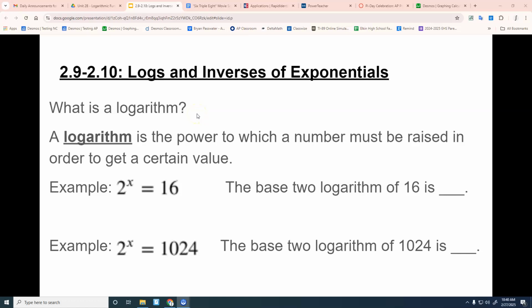Math 3, but you might still have a little bit of hard time answering that question, okay?